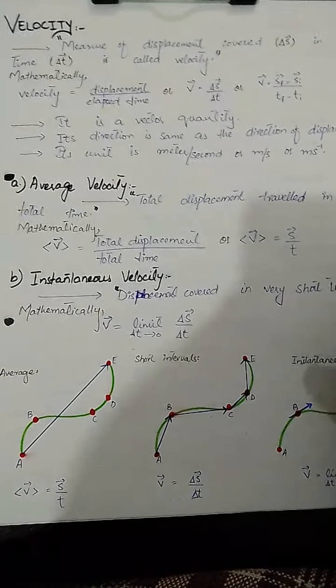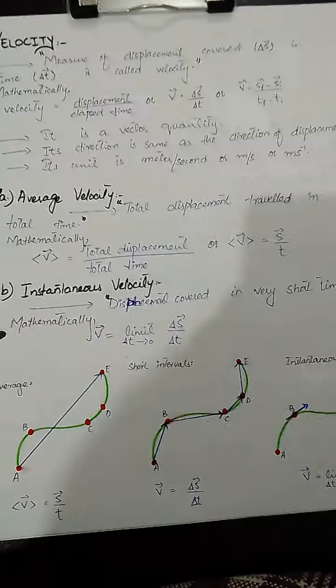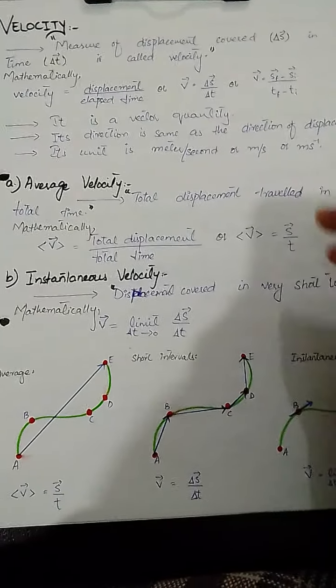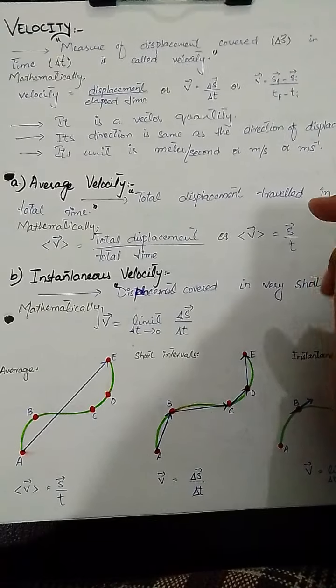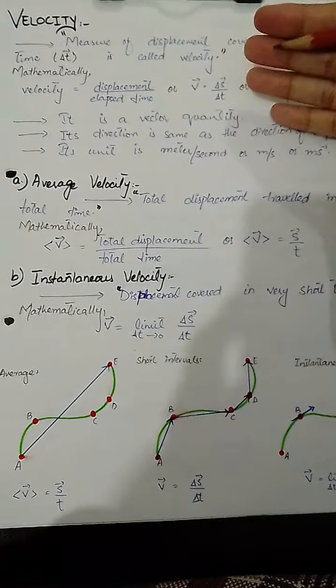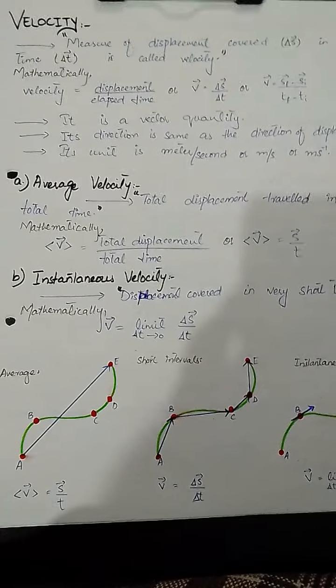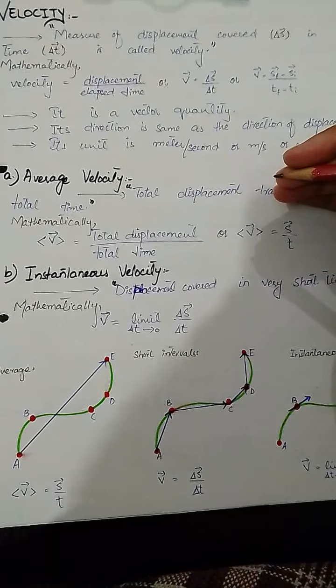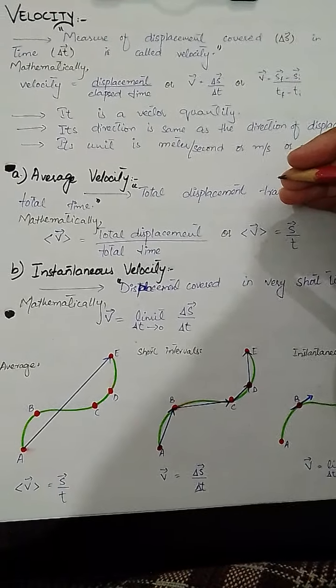Topic is velocity and acceleration, right? So first we have to discuss velocity. It's just the measure of displacement covered in time, and you already know about speed. So speed is the distance covered in time t. So velocity becomes the displacement covered in time t.